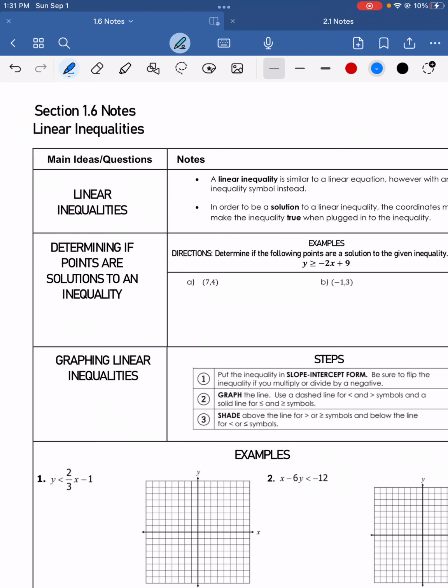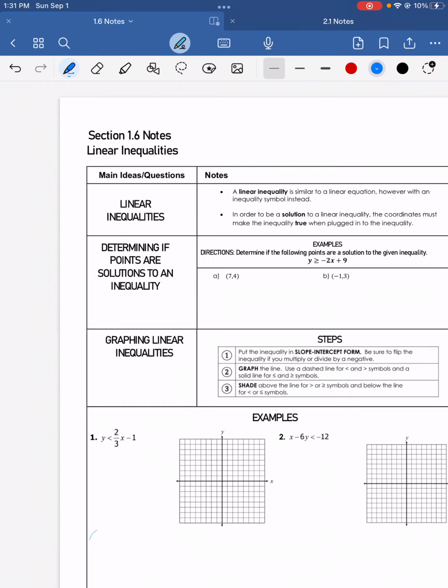Alright, so welcome to 1.6 notes. 1.6, we're going to be looking at inequalities, and to be exact, linear inequalities, because we have talked about inequalities before, but we did that with one variable, and we were graphing them on number lines. This time, we're going to look at inequalities with an x and a y, so multivariable, two variables, and graphing these. And since there's two variables, we're going to be graphing them on coordinate planes, like you see below.